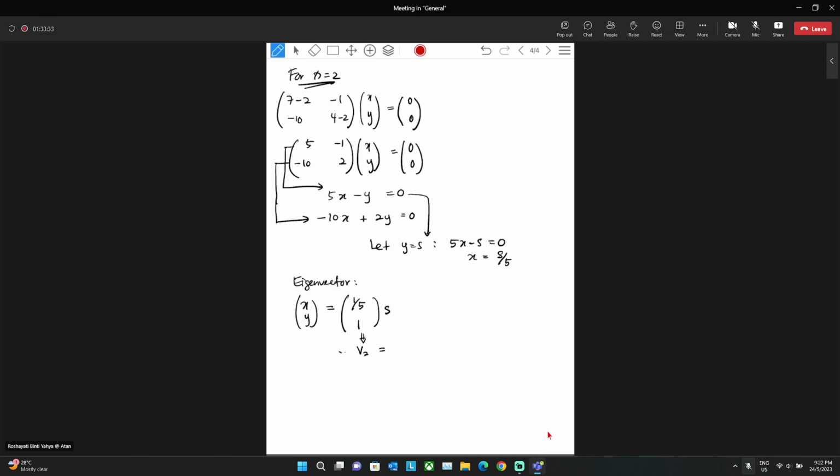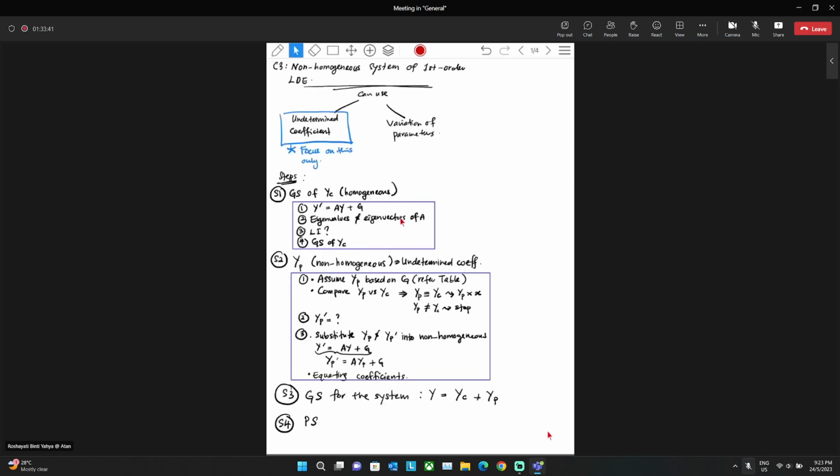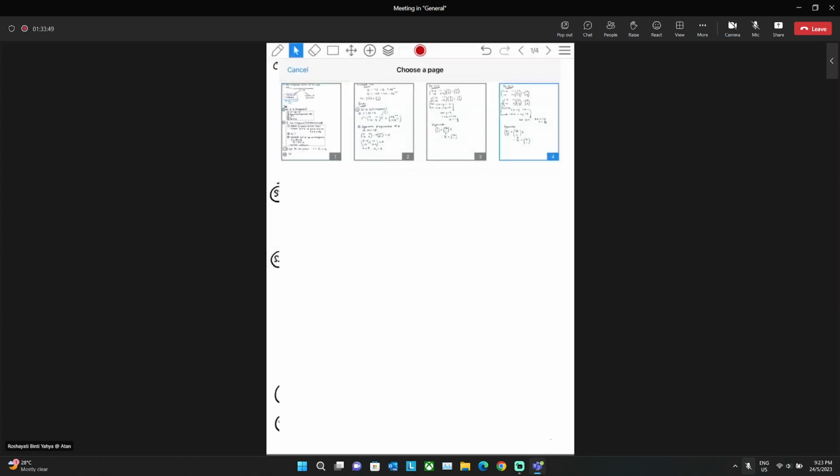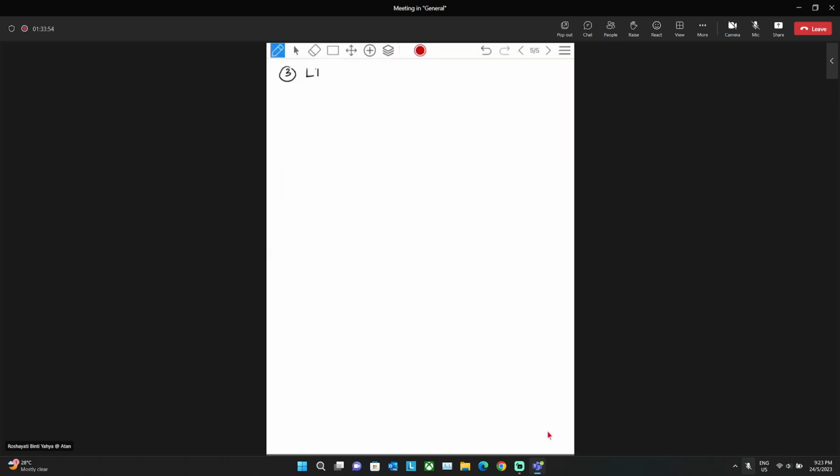So second step, we already get eigenvalues and eigenvectors of A. So we check for linearly independent or not. So number 3, linearly independent or not. How? So based on V1 and V2. Okay, so V1 we just copy and paste negative half, and V2 is 1/5 and 1.